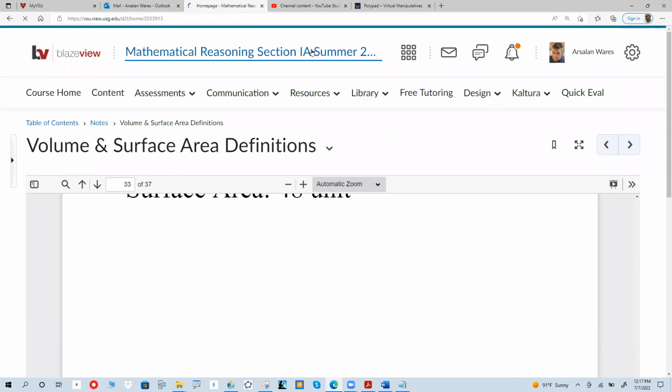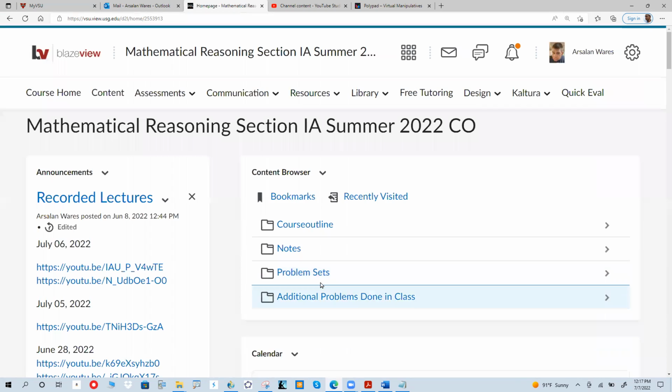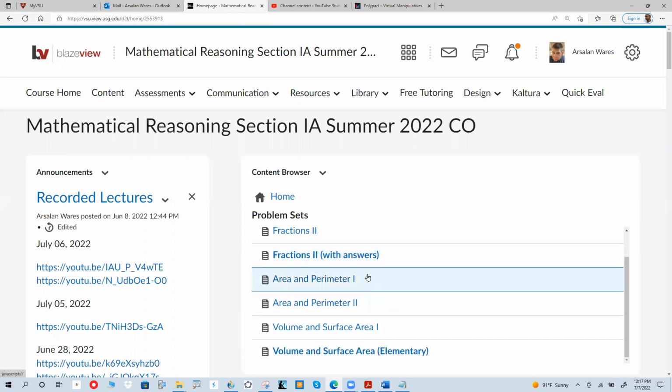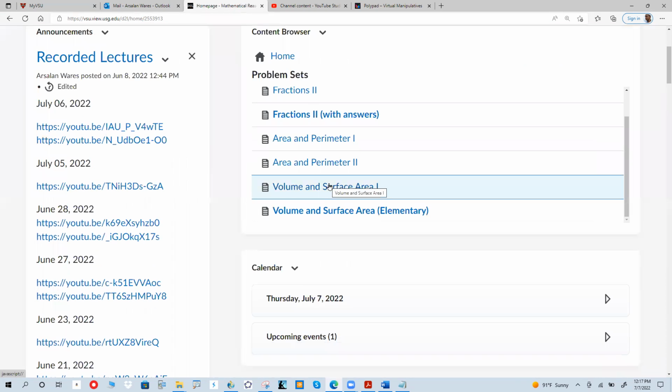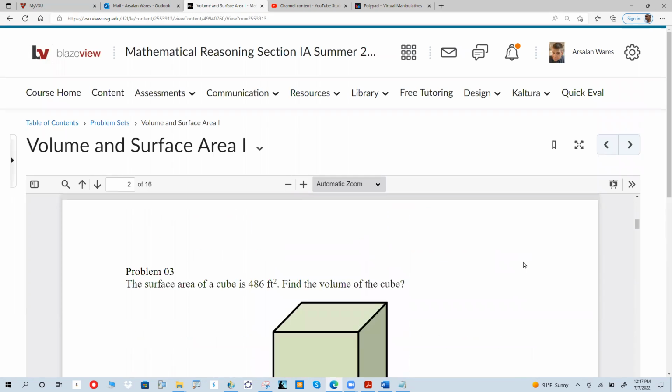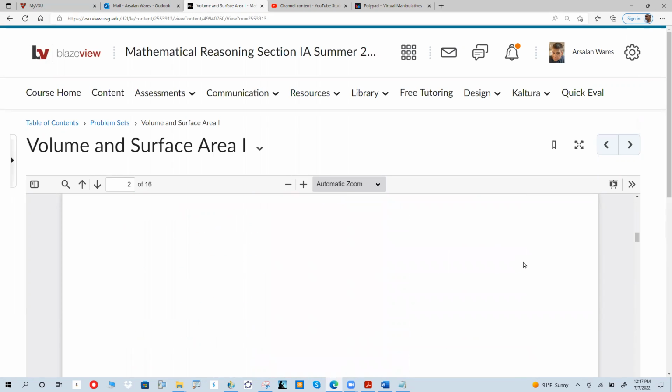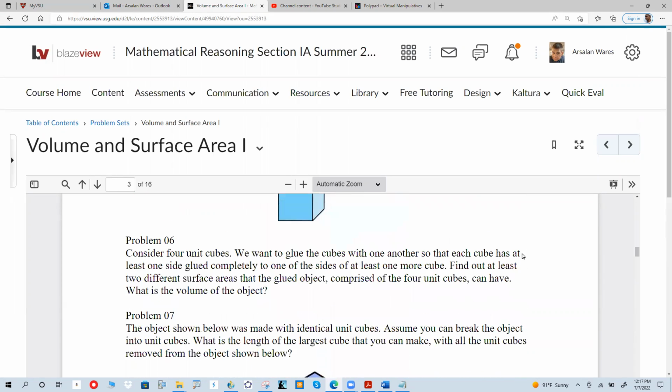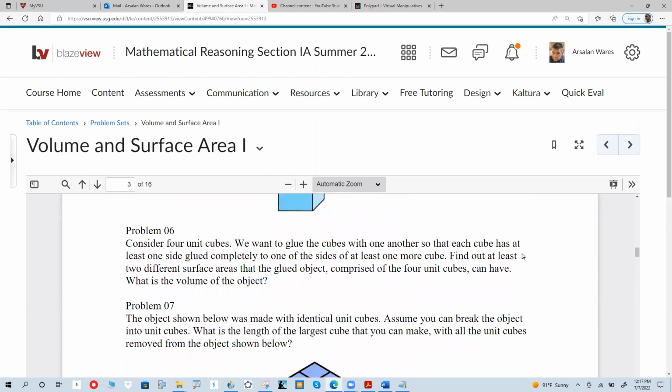And where are we going next class? Well, the plan is to work on these problem sets, volume and surface area 1. And these, none of you have seen these. We're going to work on these. All right, now we're recording lectures. And if we can finish 2 more packets, including this one, we are good.